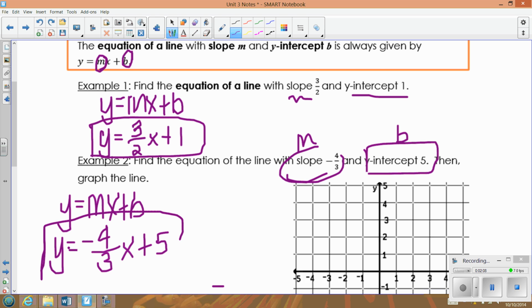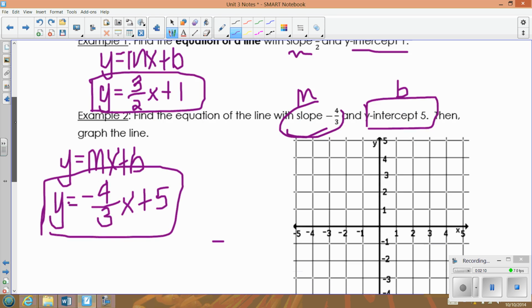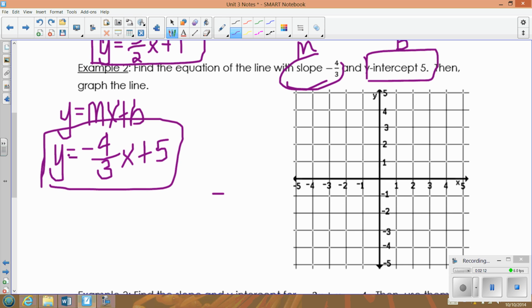So there's my equation. And now the question is, instead of using my x and y table and plotting just any points I want, I can use the y-intercept and I can use the slope to help me graph. So the y-intercept is always going to be your starting position. So the y-intercept is useful because it tells you where to start. It's your starting point. So that means I'm going to go to the y-axis and I'm going to start at 5.